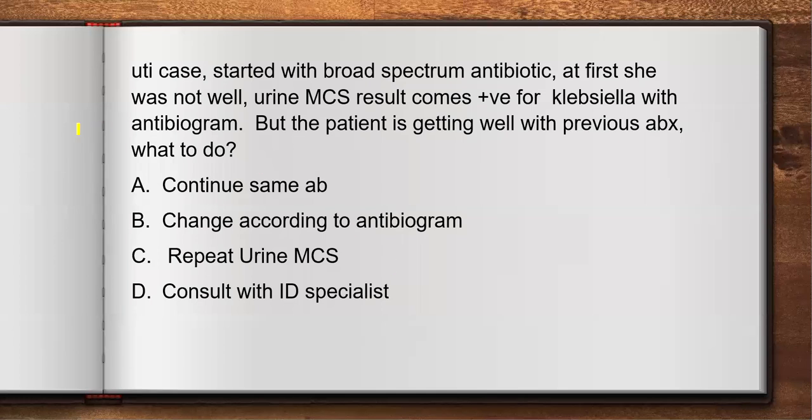Next question. You've got a patient with UTI, started with a broad spectrum antibiotic. At first, she was not well. In the meantime, urine microscopy culture came positive for Klebsiella with antibiogram. Antibiogram is the sensitivity that this bug is sensitive to what antibiotics. Let's hear antibiogram. But the patient is getting well with the previous antibiotic. What do you want to do?